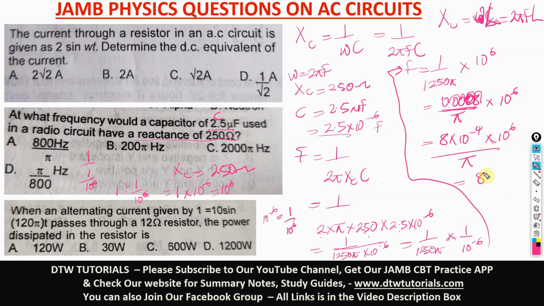That will give us what? 8 times 10 raised to the power negative 2, right? Over pi. Oh, sorry, it's not going to give us a negative 2, a positive 2. All right, negative 4 plus 6 will give us what? A positive 2. And what is 8 times 10 raised to the power 2? That is 8 times 100. Is that not it? 10 raised to the power 2 is 100 over pi. So we have 800 over pi. All right, so this is our final answer.